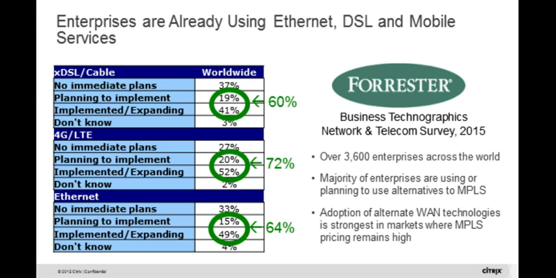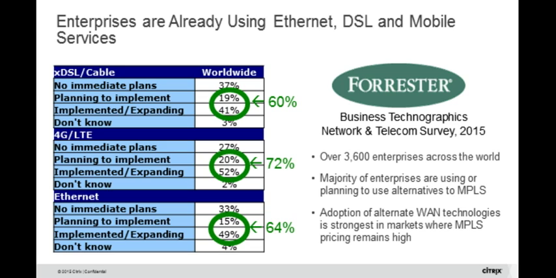And as further evidence of that, we found some market data from Forrester. In this research report, Forrester went out and surveyed over 3,600 enterprises across the world, and amongst the battery of questions, there were 3 related to what types of WAN technologies they are using in conjunction with MPLS. And I pulled those out, and so you can see the responses for the use of DSL and cable, 4G/LTE, or Metro Ethernet services.